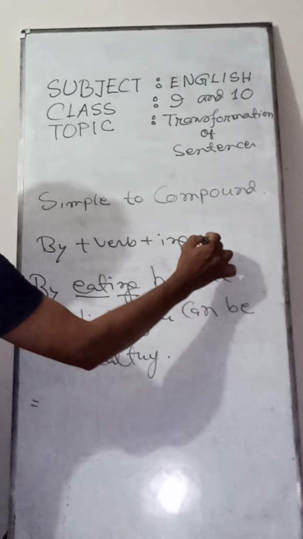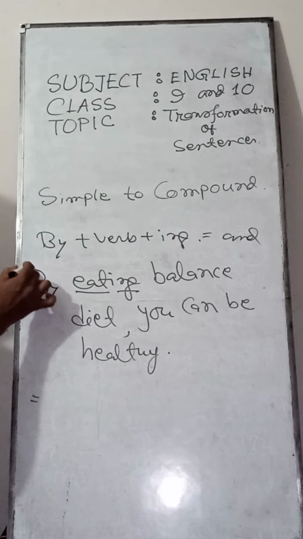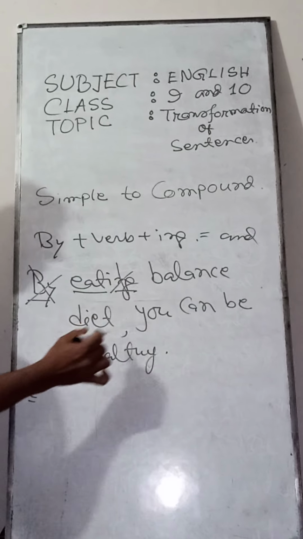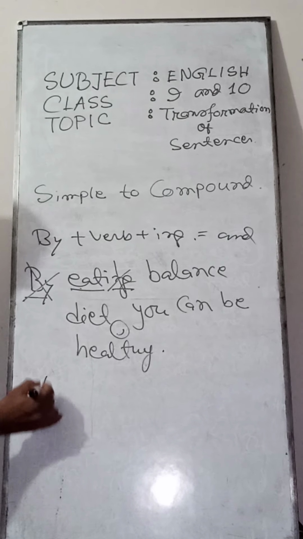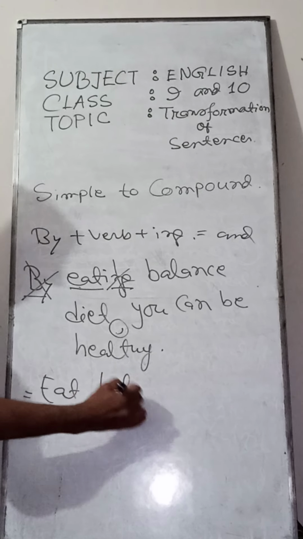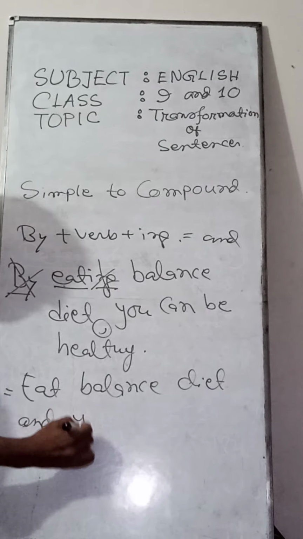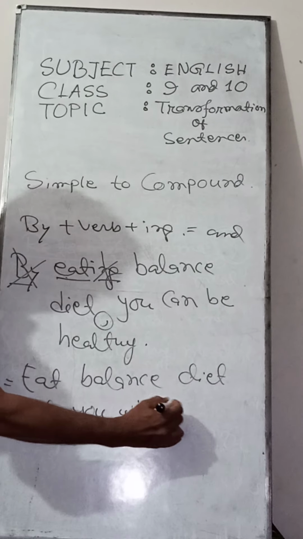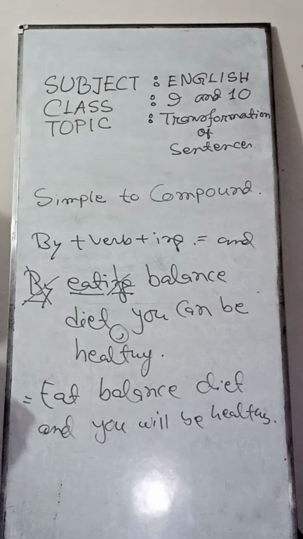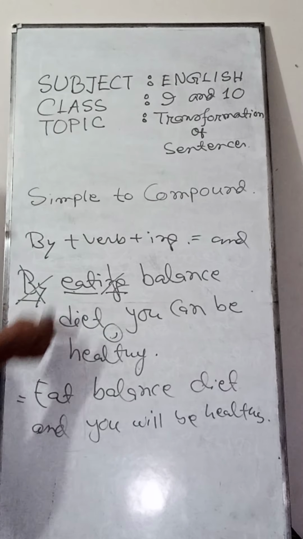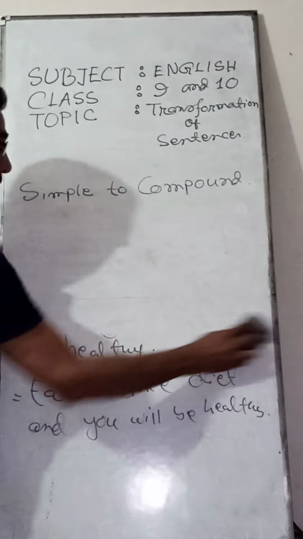If you have to change this simple sentence to compound by adding 'and', you have to withdraw 'by', the ing, and the comma: 'Eat balanced diet and you will be healthy.' This is very easy and simple, but you have to memorize and remember the rules of this structure.